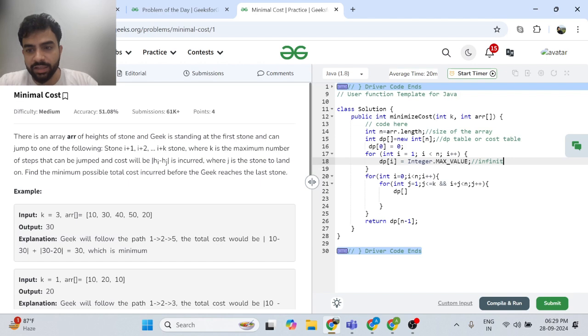I can say infinity. That's the reason I am using Integer.MAX_VALUE. I can also write 10 to the power of 9, which is a large value. Imagining 10 to the power of 9 will not overflow.